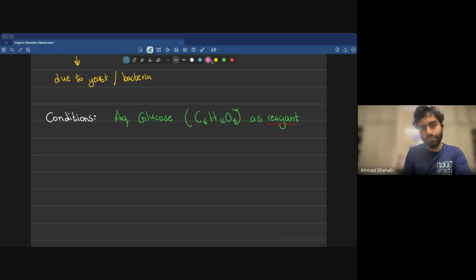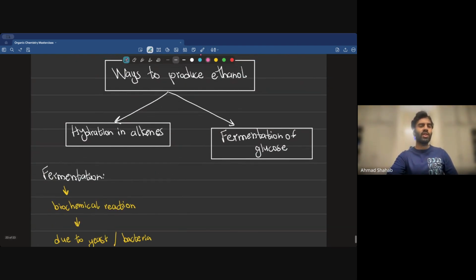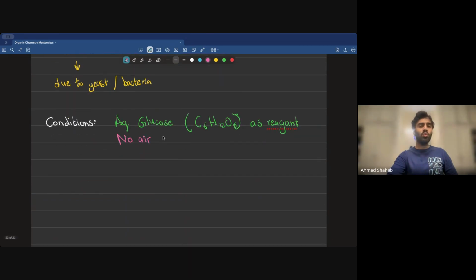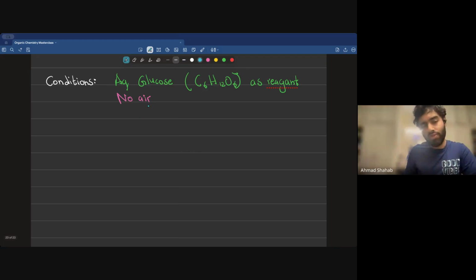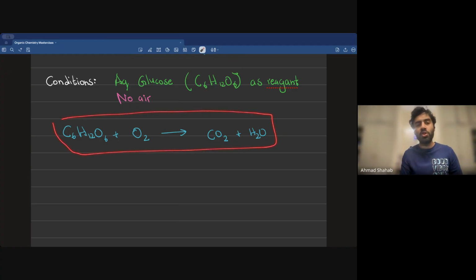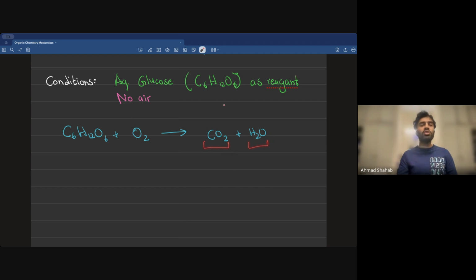The other condition is no air. We must not expose this to air. Air must be absent. Why must air be absent? Or you can write this as absence of air. That is perfectly fine as well. Because if you were to expose this to air, C6H12O6 glucose would react with the oxygen in the air, and it would undergo combustion, and as a result would form carbon dioxide and water. And that is essentially the process of respiration that occurs in the human body. We do not want this to happen, because there is no ethanol being produced. Our goal is to produce ethanol.